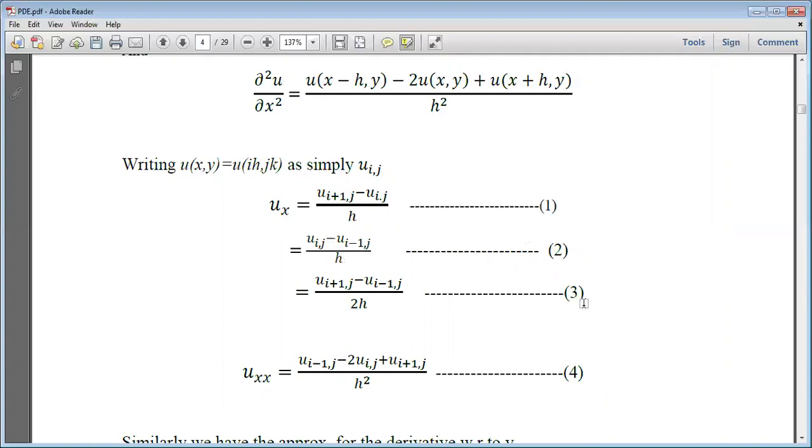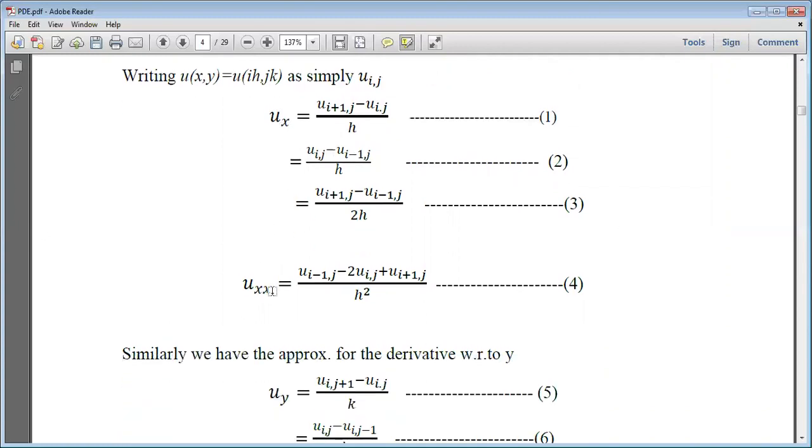Likewise, we have equation number 3 used to replace u_x, or ∂u/∂x. We can have a relation for ∂²u/∂x², that is u_xx: [u(i−1, j) − 2u(i, j) + u(i+1, j)]/h², which is equation number 4.